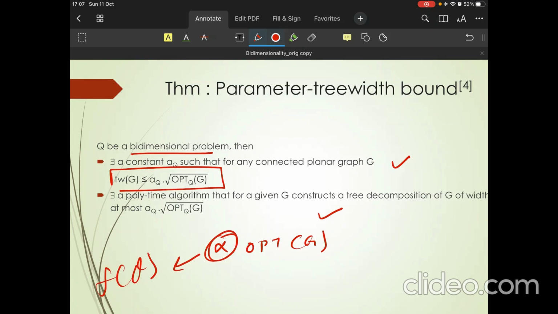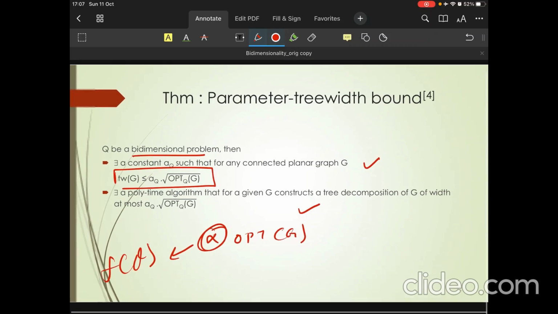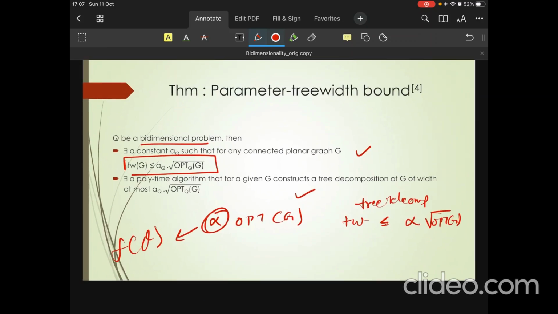This alpha, you should note, totally depends on the problem Q. It doesn't depend upon G. So it can be considered as a constant. And the second argument says that there is a polynomial time algorithm which gives us a tree decomposition of tree width at most alpha times root of optimal value of G.